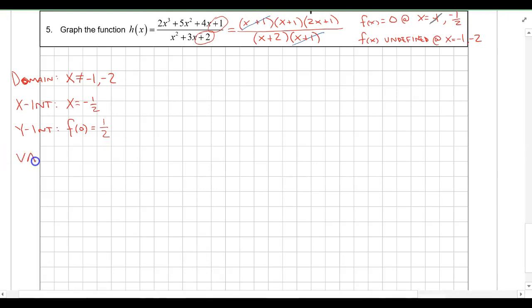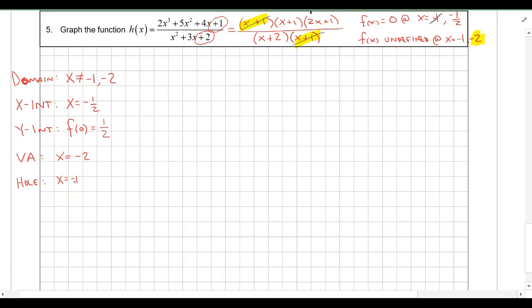We're going to have a vertical asymptote at x equals -2. That's this guy right here. But what happens at x equals -1? Well, because we had a pair of factors that canceled in both the numerator and the denominator, that means I'm going to have a hole. So we're going to have a hole at x equals -1.